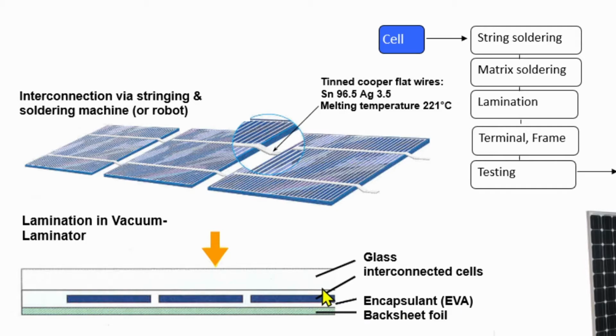On the top of that is also an EVA layer, and then you have the glass, and then it gets laminated in a so-called laminator at a temperature in the vicinity of 156 degrees Celsius for 20 minutes. And then you connect the terminal and the frame, and then you do the testing to find out the total IV characteristics of a solar module with the interconnected cells.